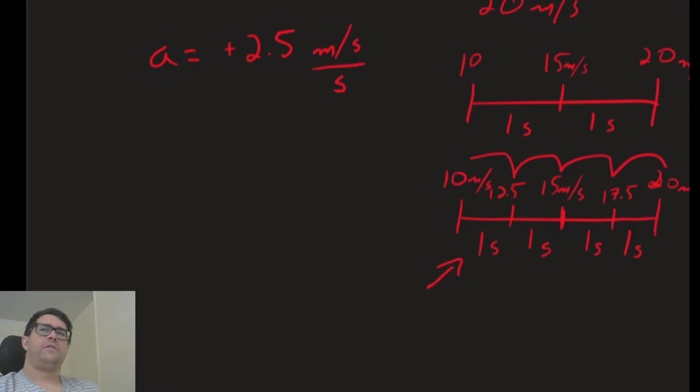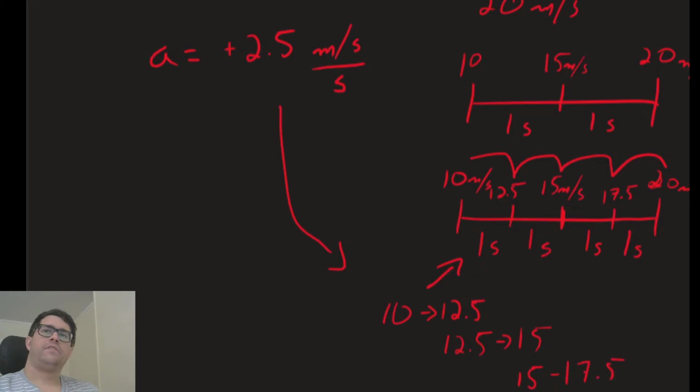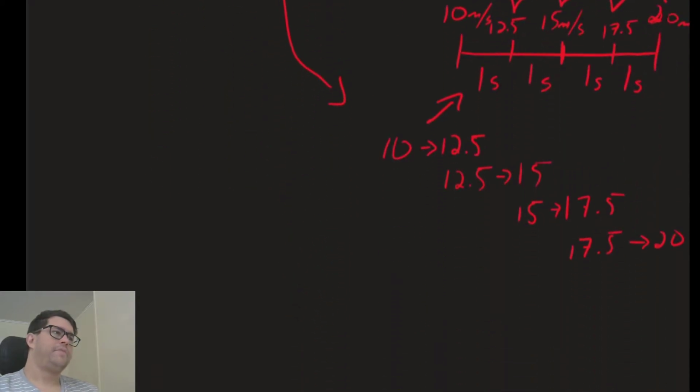After 1 second, my speed increased from 10 to 12.5, right? You can see that it's increasing at that rate. And then after another second, it's going to go from 12.5 to 15, and 15 to 17.5, and then 17.5 to 20. See? And that took 1 second every time.